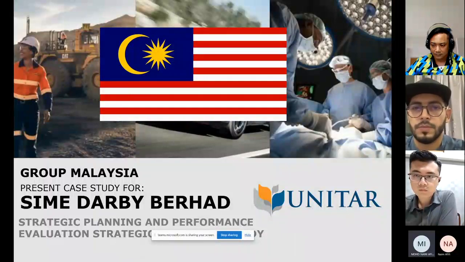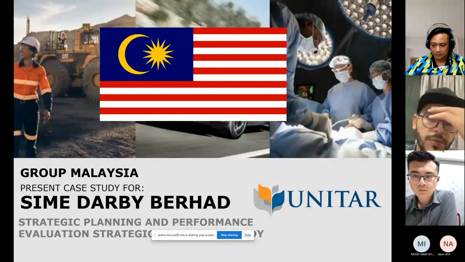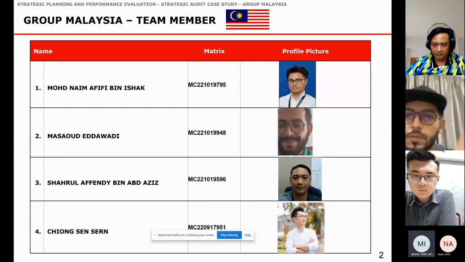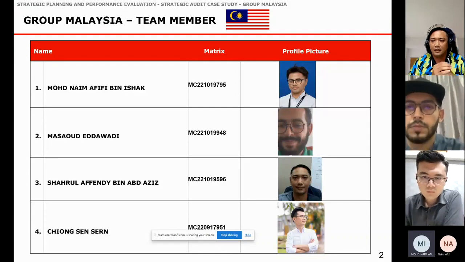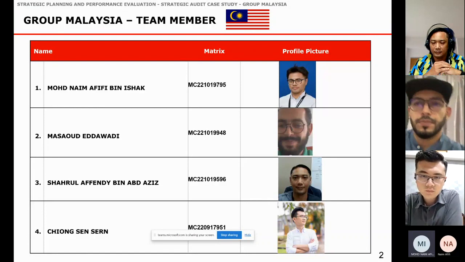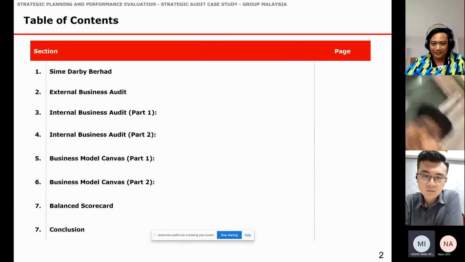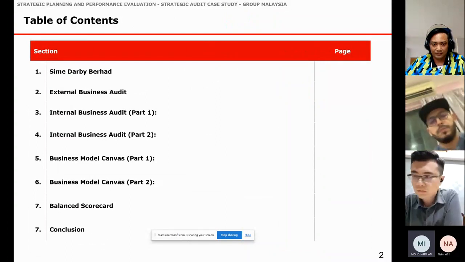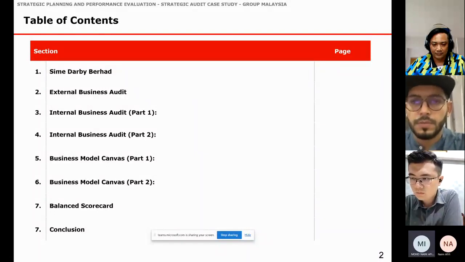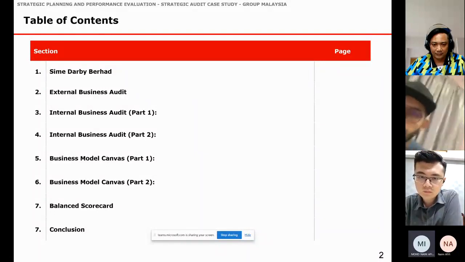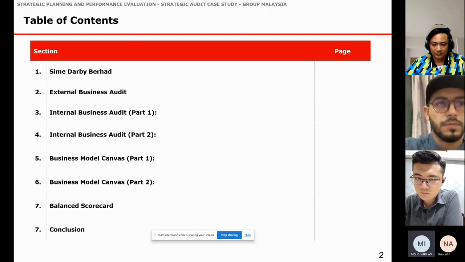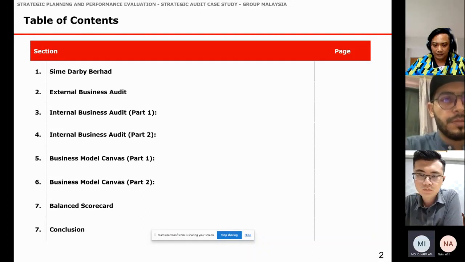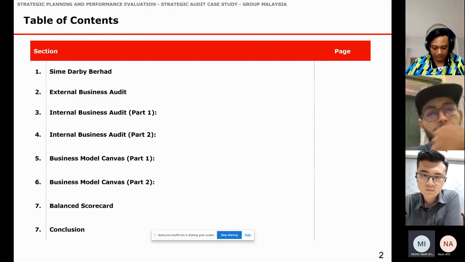Case study that we have selected, which is Samdabi Berhad. All right, so here are our group's members, as I have mentioned: me, Muhammad Naim, Masood, Sharul Effendi, and Mr. Cheong. I will start first with the Samdabi Berhad executive summary, and after that go through the external business audit and internal business audit. Then it will continue with Masood, and then Mr. Sharul and Mr. Cheong. All right.